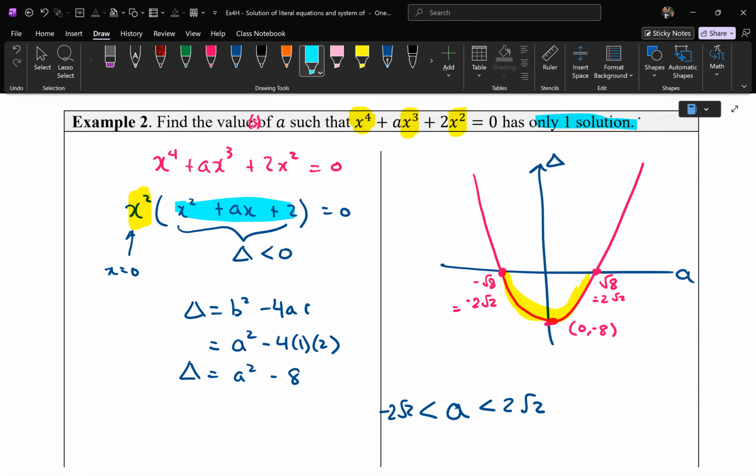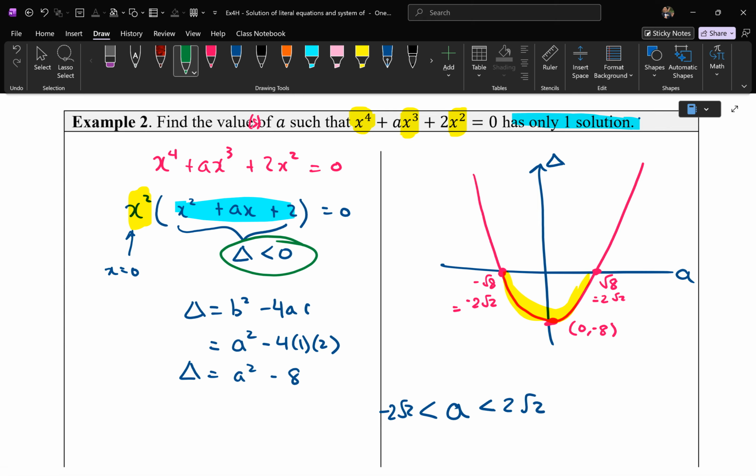Now they say only one solution. So this quartic can only have one intercept. But to have one x-intercept, you can already see you're going to get x equals 0. So you need this quadratic component in blue to not have any solutions at all. So how do you ensure a quadratic has no solutions? Make sure that the discriminant, whatever a is, makes it so that the discriminant is negative.